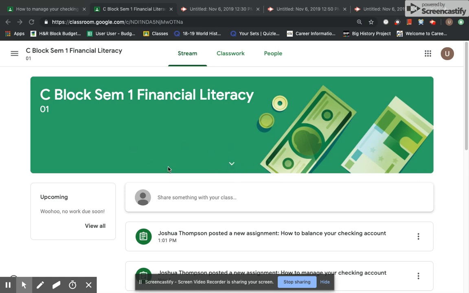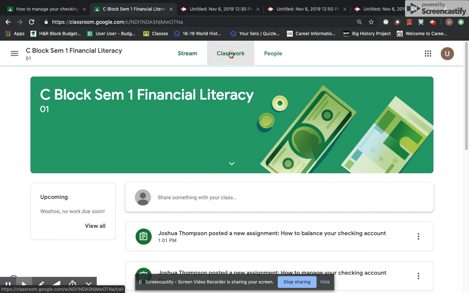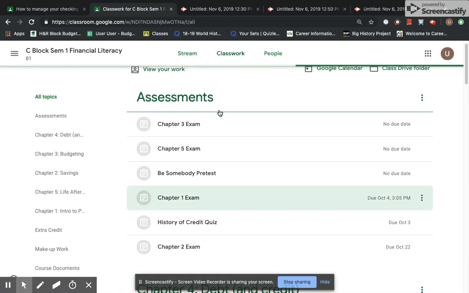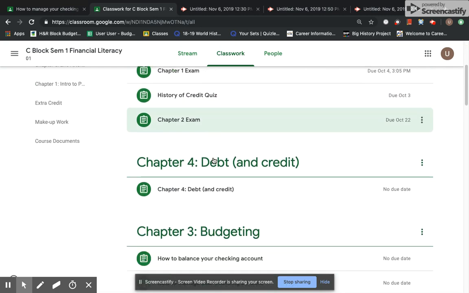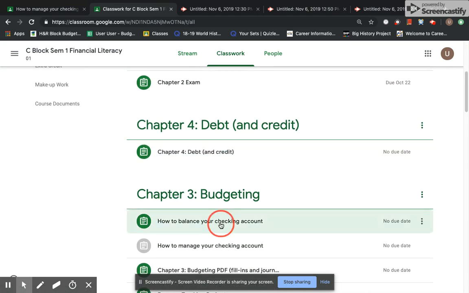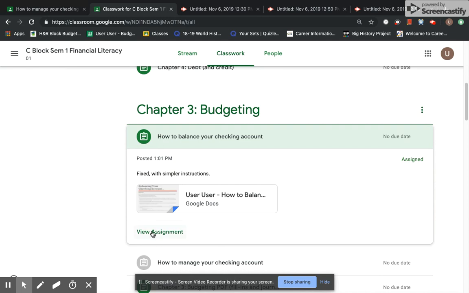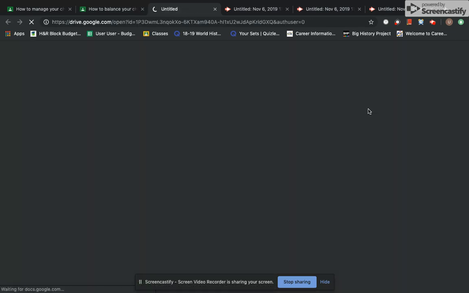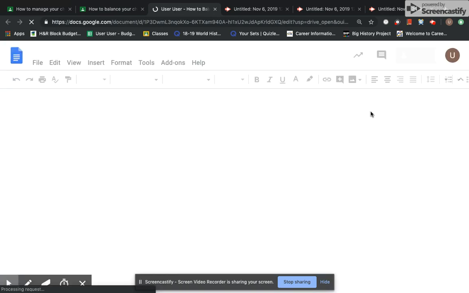Okay, so now we're going to learn how to balance a checking account. You want to make sure you're in Classroom, and in your right class. In this case, we're in C block. Then you always click on Classwork. Under chapter 3, you're going to find an assignment called How to Balance Your Checking Account. Go ahead and click on that, then click View Assignment, and then click the one that says Your Work.